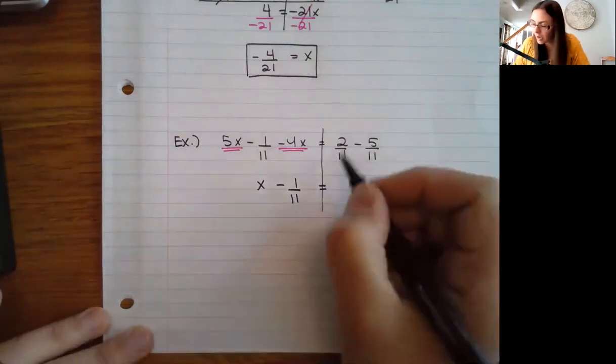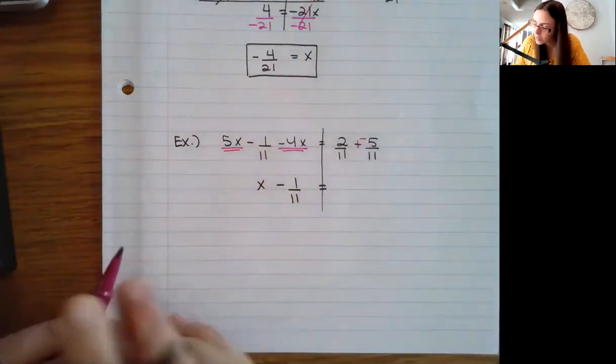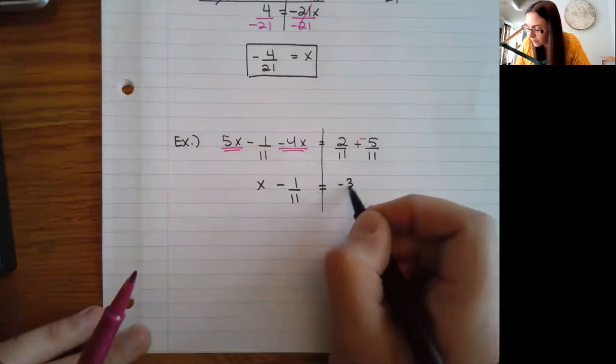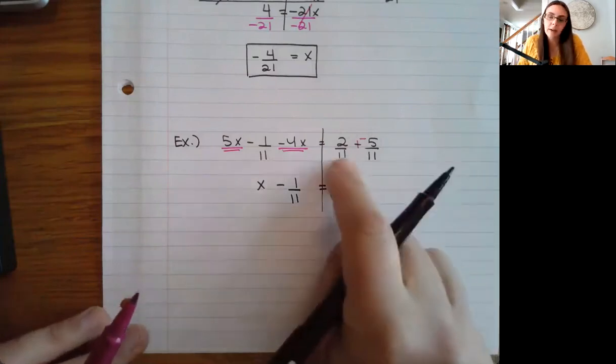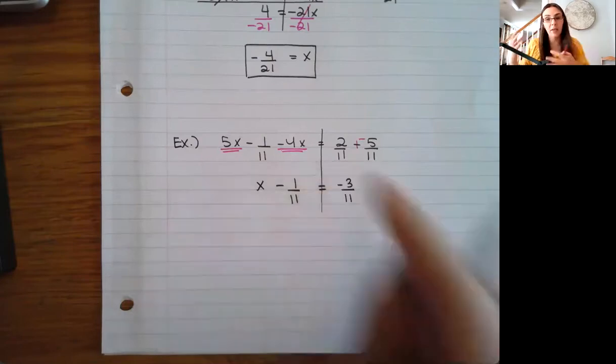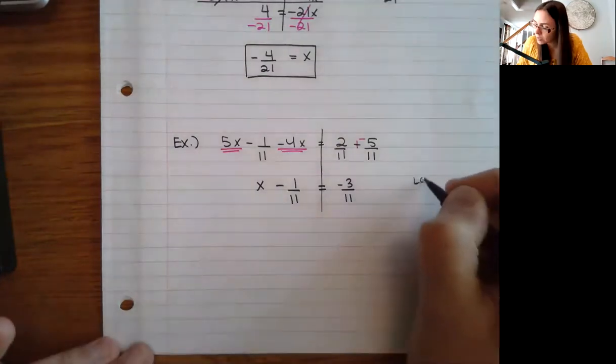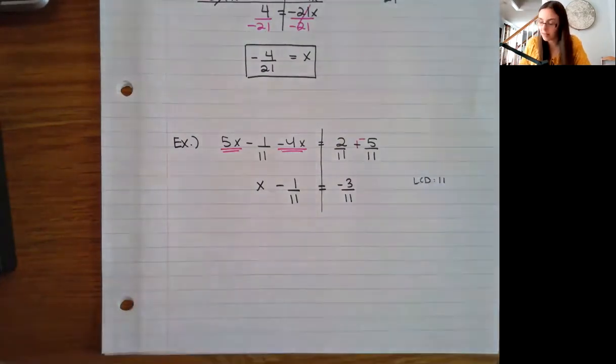And over here, I have 2 over 11 plus negative 5 over 11. So that becomes negative 3 over 11. Now, if these weren't the same denominator, I probably wouldn't do this because it's going to be too much extra work. But if you have some quick stuff that you can clean up first, you can still go ahead and do that. And then now what I can do is still use that trick of the LCD of 11.